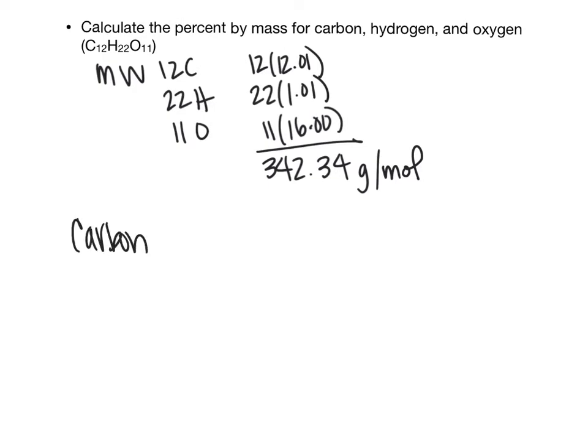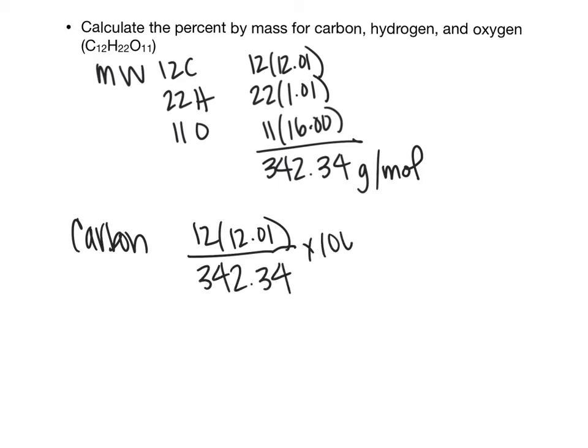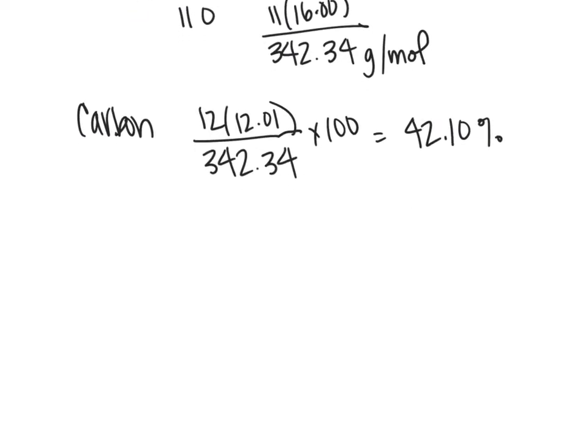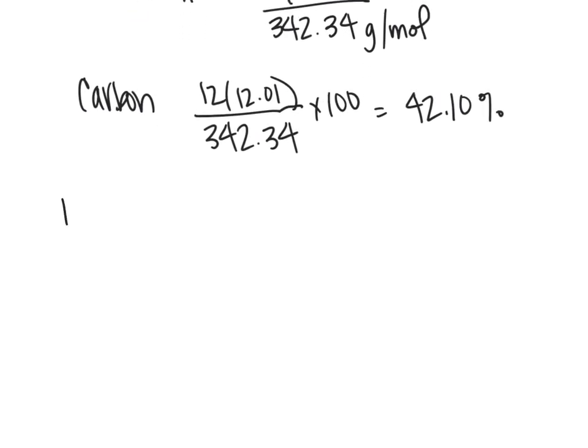So the percent by mass for carbon is going to be 12 times 12.01 divided by 342.34 multiplied by 100, and that's going to give us 42.10%. So all we're looking for is the mass that is accounted for by carbon divided by the total mass. So now we're going to do this for both hydrogen, and then we're going to do it for oxygen.